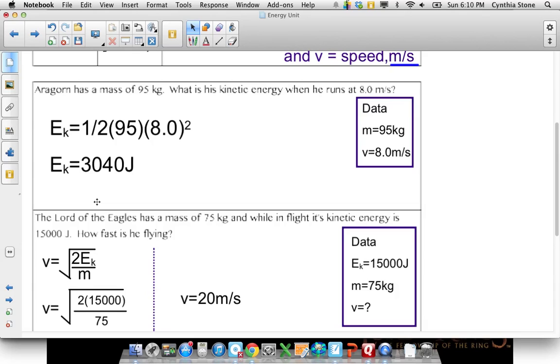Okay? So as long as it's not like work, it's not saying that's how much he's burnt, so to speak. It's just saying at that moment, that's his kinetic energy.